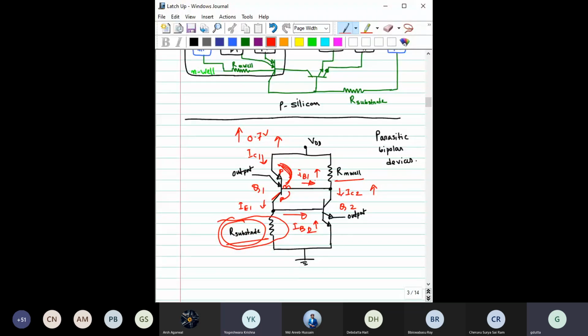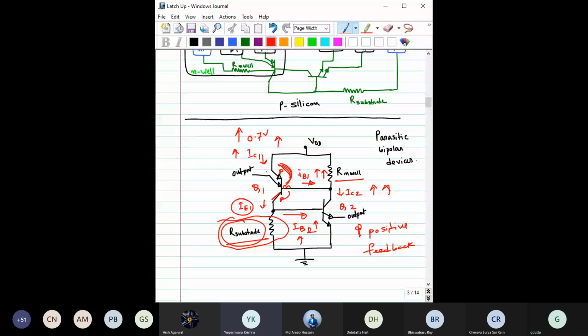So that will result in an increase in this IB1. If IB1 increases, that will further increase IC1. If IC1 increases, that will increase IE1. IE1 increases, that will again increase IB2. IB2 increases, that will again increase IC2, right? That will again increase IB1, and the whole process would be repeated. So basically there is a positive feedback in this, and this positive feedback will keep on continuing until this process stops or the device gets damaged, right?